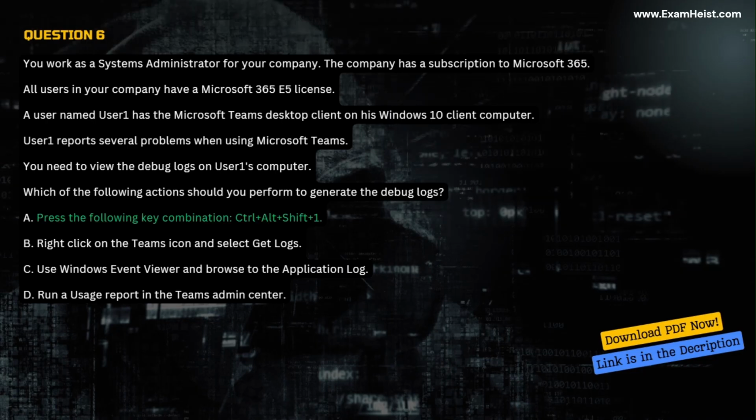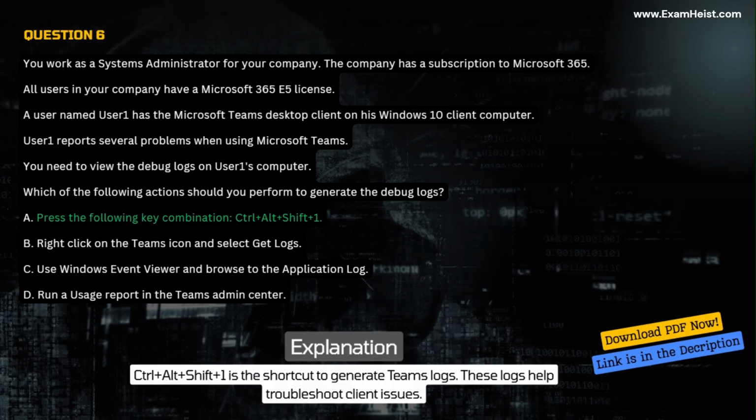Correct answer A. Press the following key combination, Ctrl+Alt+Shift+1. Explanation. Ctrl+Alt+Shift+1 is the shortcut to generate Teams logs. These logs help troubleshoot client issues.